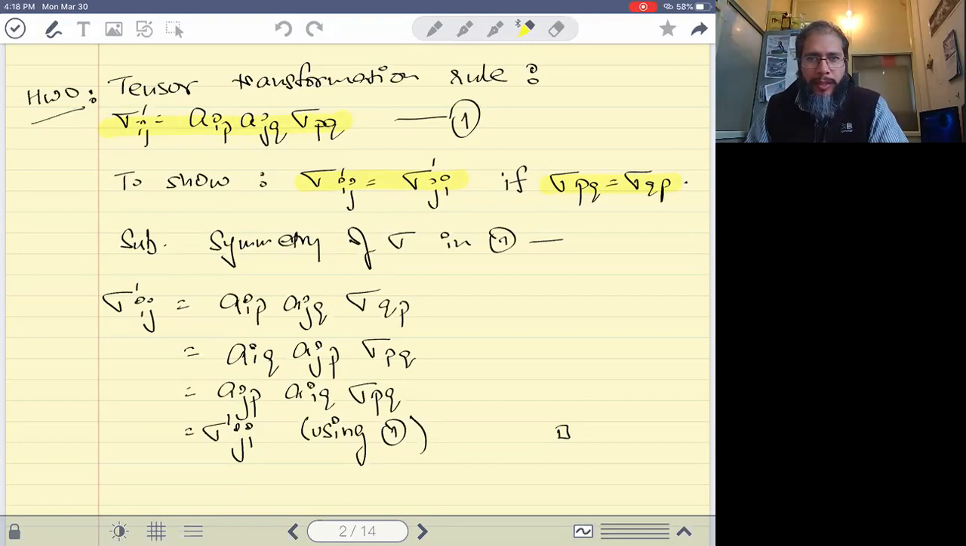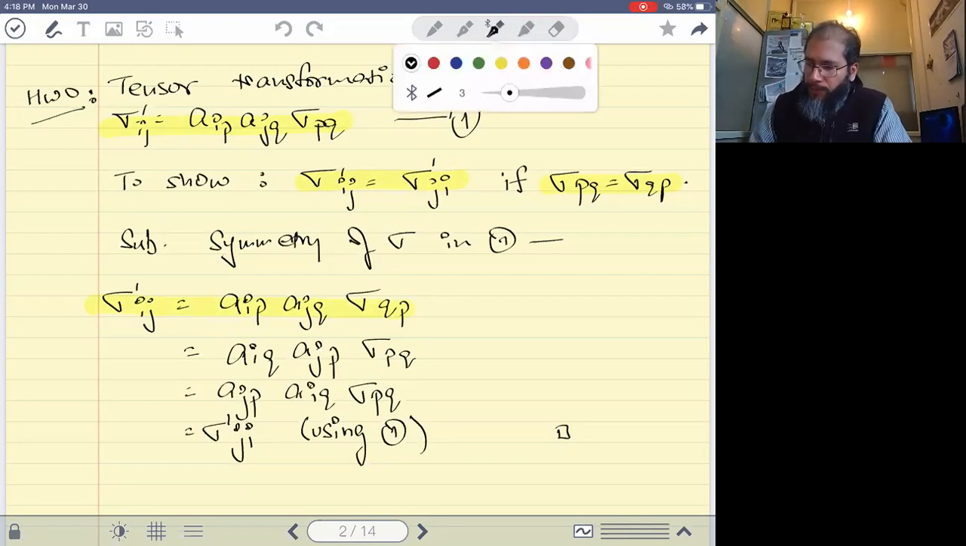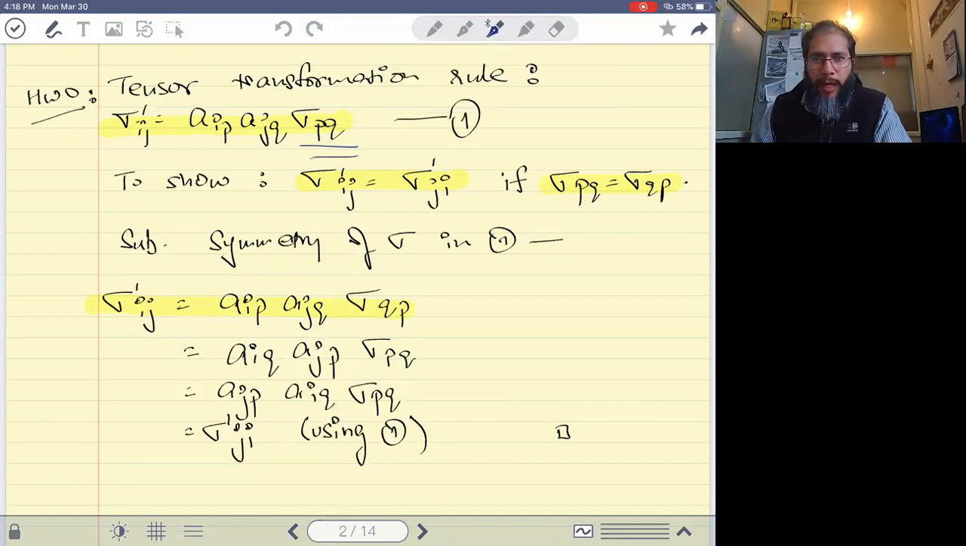Okay. It's quite straightforward. So you start with the form that's given in 1. You start with this form and you apply the symmetry of sigma. So what we have done is we have taken this sigma pq and we have replaced that with sigma qp. That's the only change we've done.